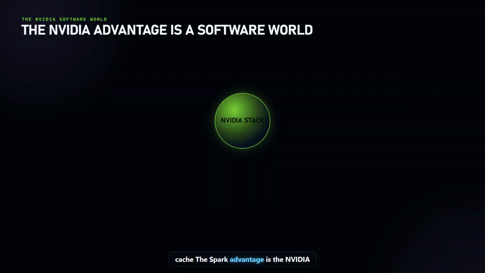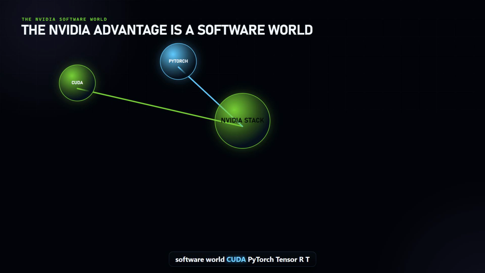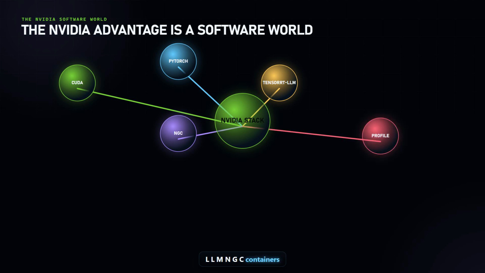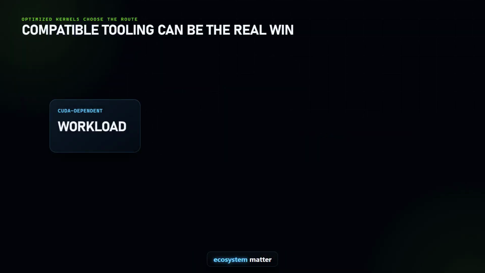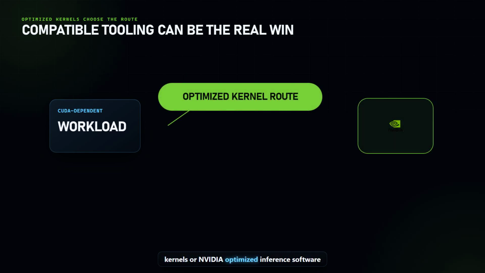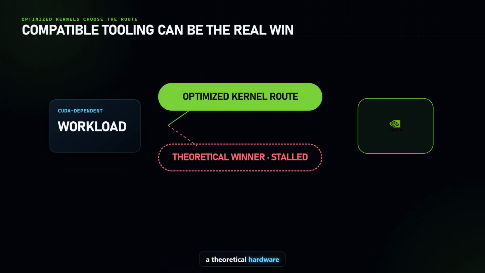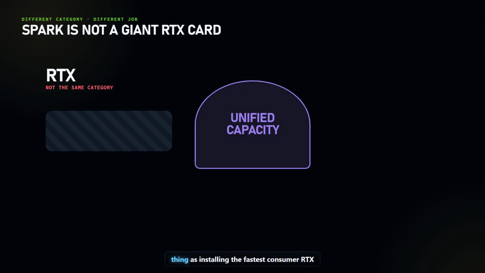The Spark advantage is the NVIDIA software world. CUDA, PyTorch, TensorRT-LLM, NGC containers, and the surrounding profiling and deployment ecosystem matter. If your workload already depends on CUDA kernels or NVIDIA-optimized inference software, compatible tooling can be worth more than a theoretical hardware win. But Spark is not the same thing as installing the fastest consumer RTX card.